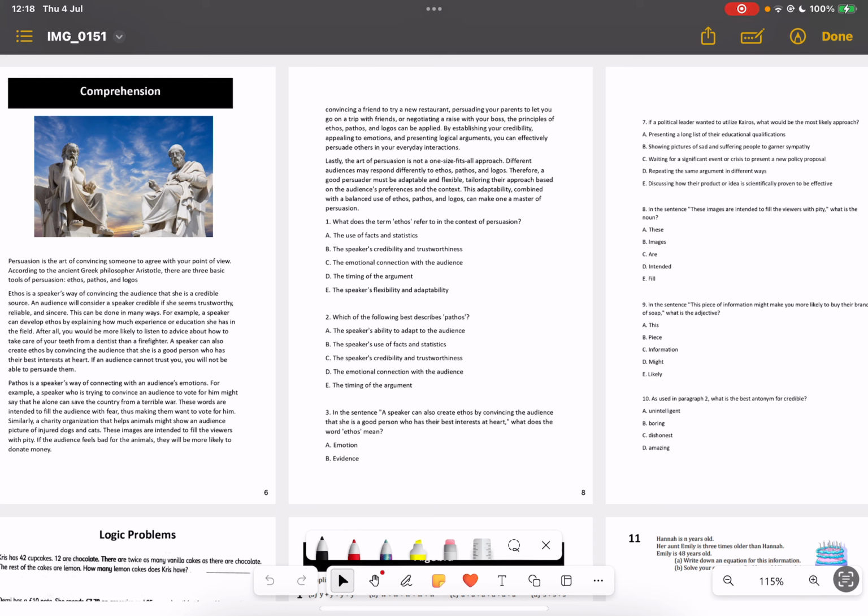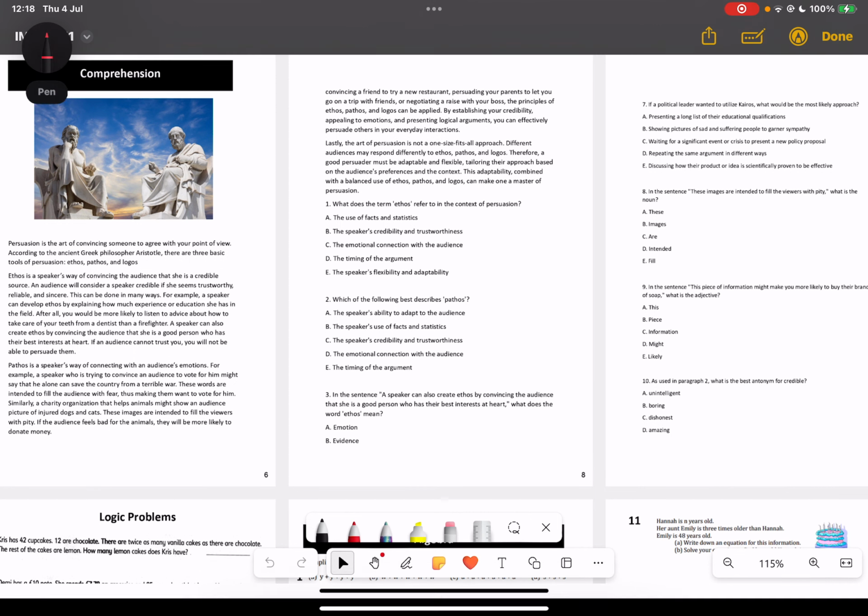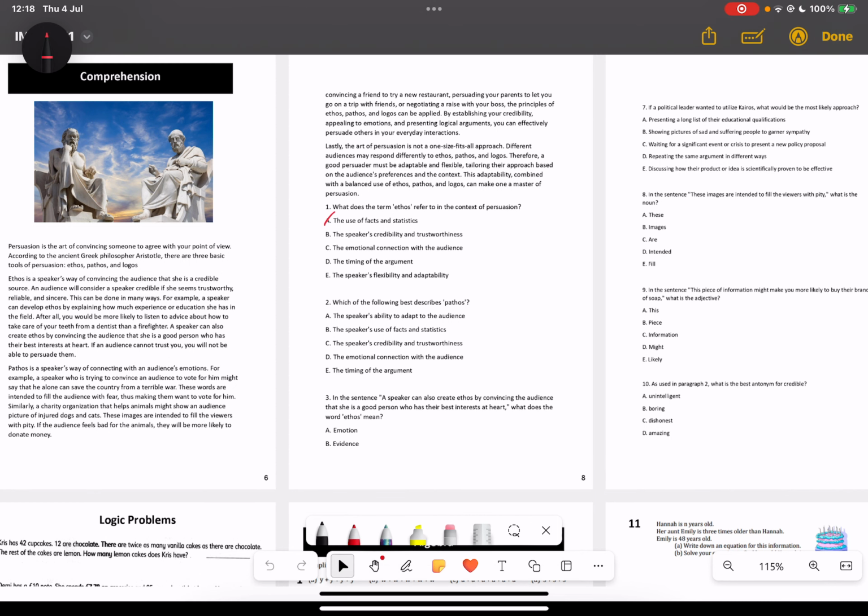What does the term ethos refer to in the context of persuasion? So, A, the use of facts and statistics. Well, no, because that was logos. B, the speaker's credibility and trustworthiness. Yeah. C, emotional connection. No. D, timing. No, because that was kairos and emotional was pathos. E is flexibility and adaptability. No, so this one is B.